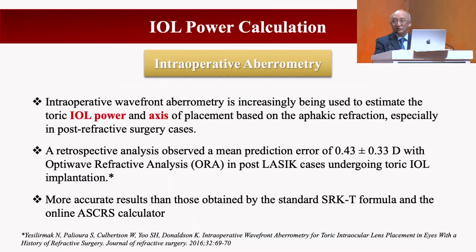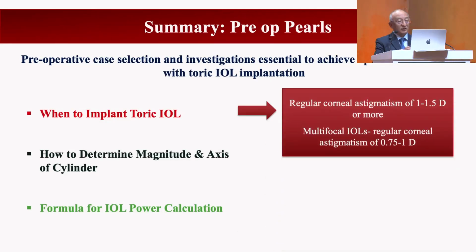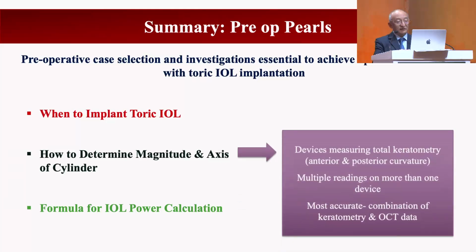If you have access to high-end intraoperative aberrometry, that may be helpful. What are the pearls I would like to suggest here? For IOL power selection, implantation should be within 1 diopter or so. If you are going multifocal, less than 0.75 should also be considered. Any device which takes into consideration posterior corneal curvature is a better device.